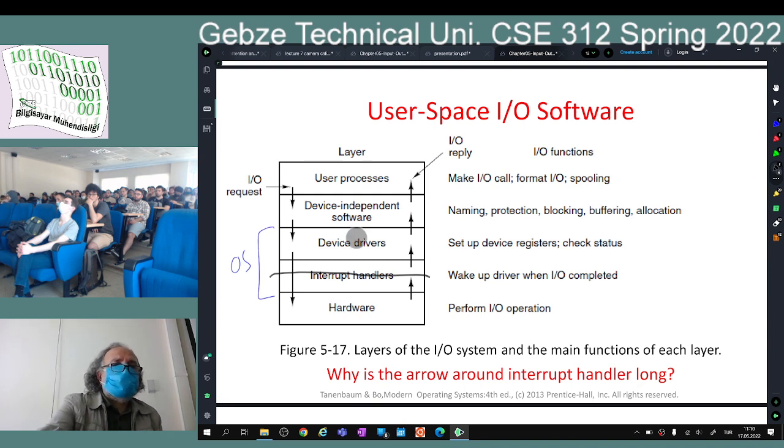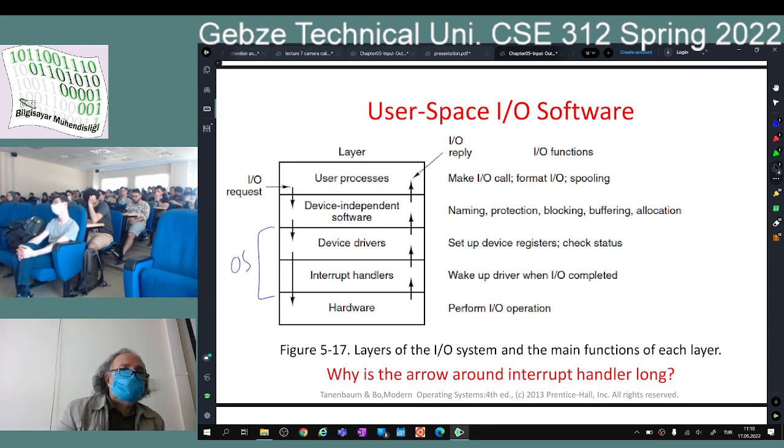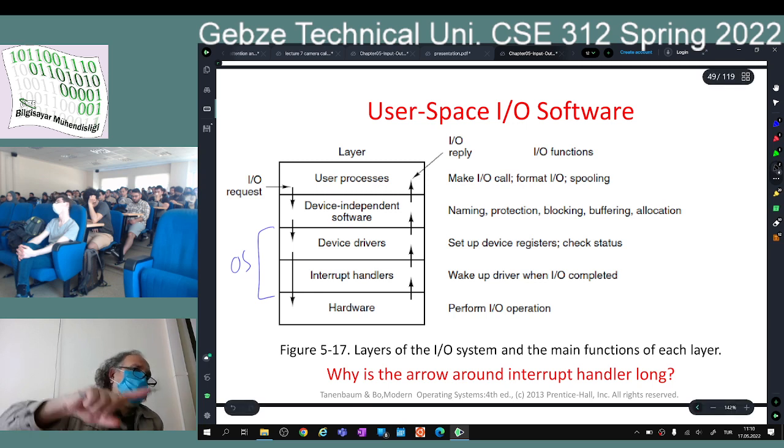Your device driver just keeps checking if the printer is ready. If it is ready, then it sends another character. If your solution is like this, then you don't need the interrupt handlers. Your device driver can directly access the hardware, but that would be too inefficient. We don't like it.